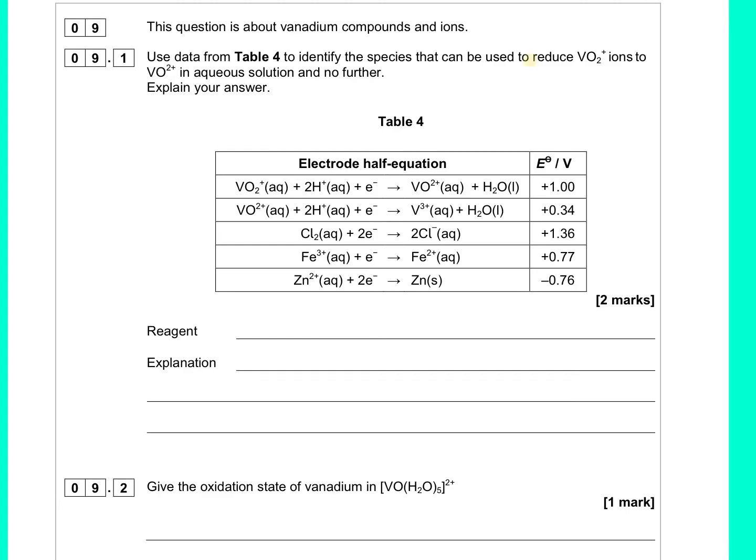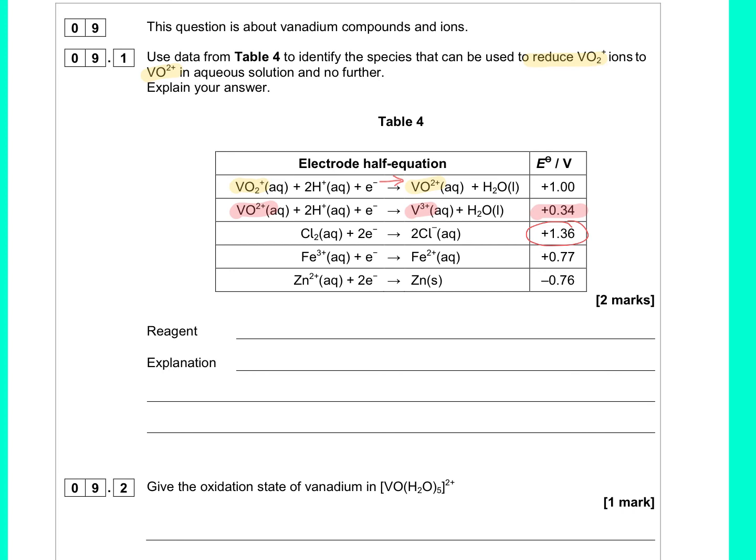So question 9 is everybody's favourite topic, electrochemistry. In this one, you're using electrode potentials to predict what reactions will happen and what won't happen. We're asked to identify the species that can reduce VO2+ to VO2+. So we're looking for the equation at the top to go in the forwards direction, which means it needs to be the positive electrode.